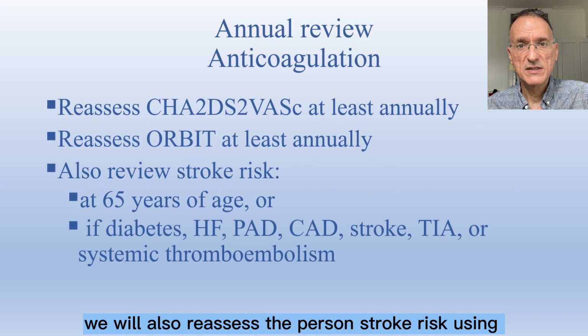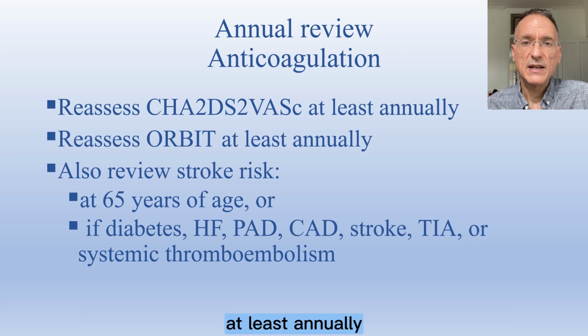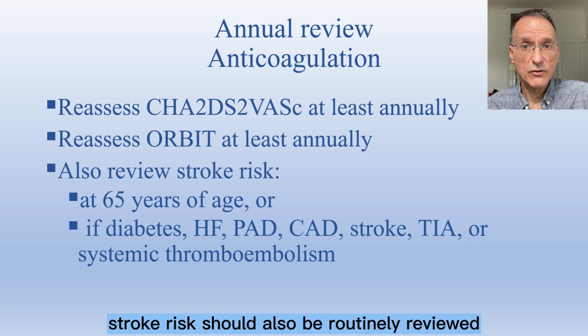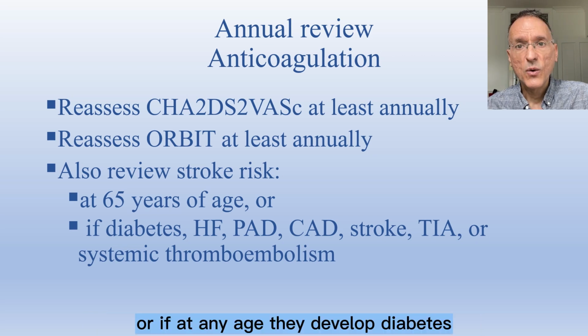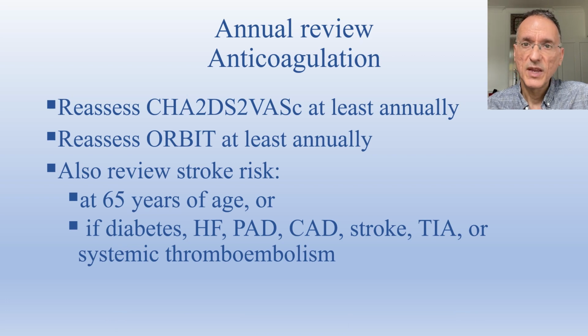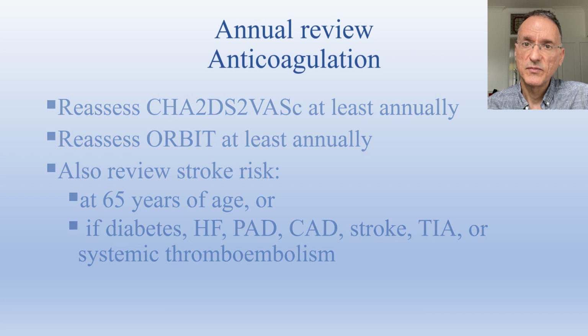We will also reassess the person's stroke risk using CHA2DS2-VASc and the bleeding risk using ORBIT at least annually. Stroke risk should also be routinely reviewed when a person reaches the age of 65, or if at any age they develop diabetes, heart failure, peripheral arterial disease, coronary heart disease, stroke, TIAs, or systemic thromboembolism.